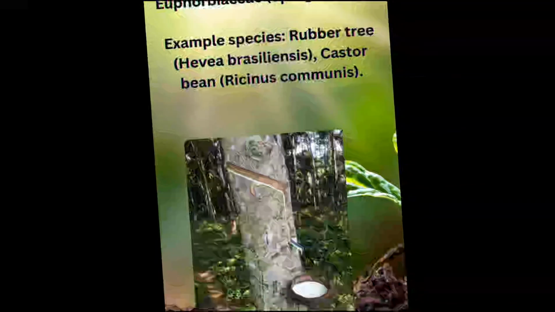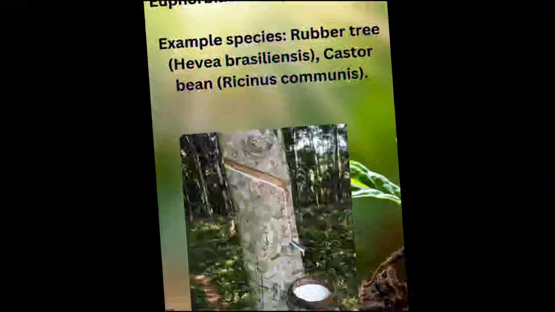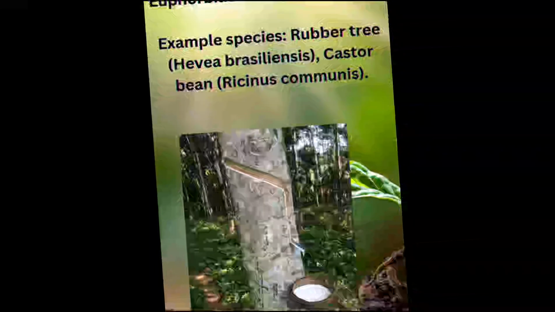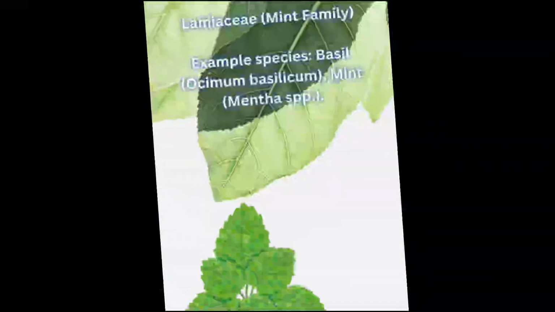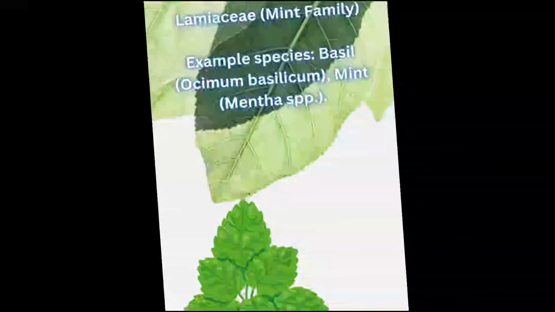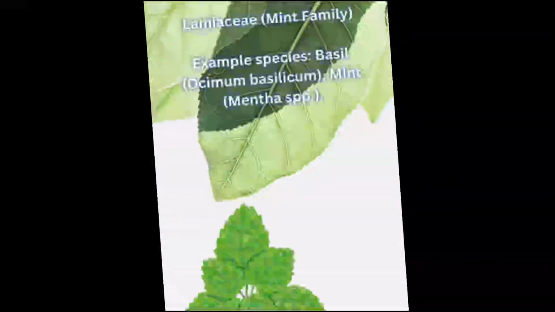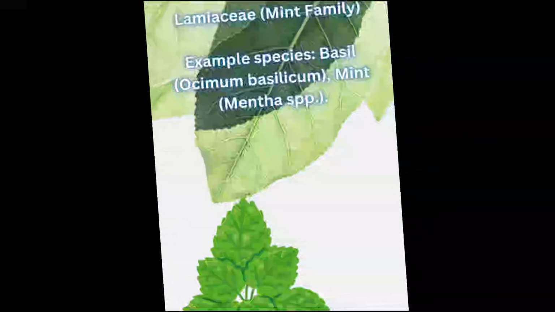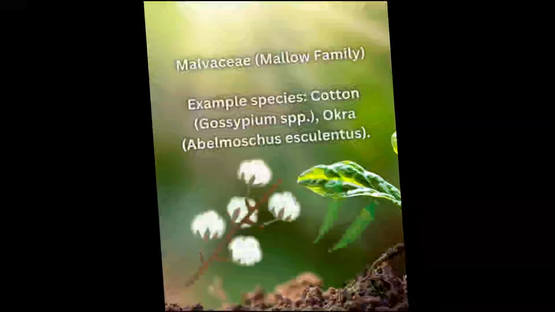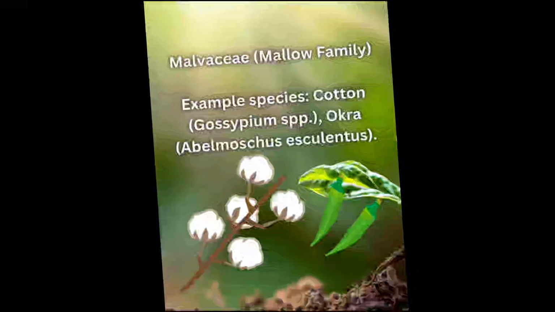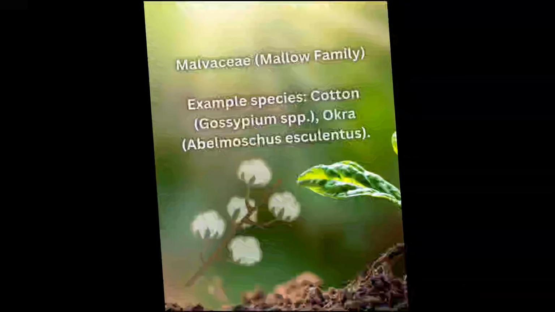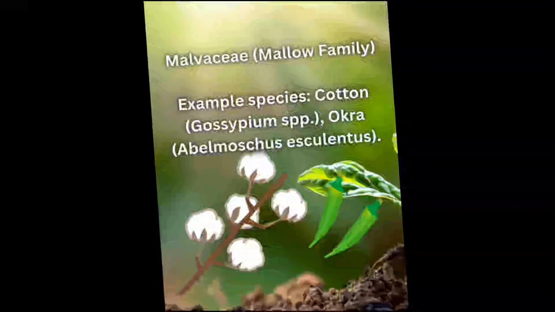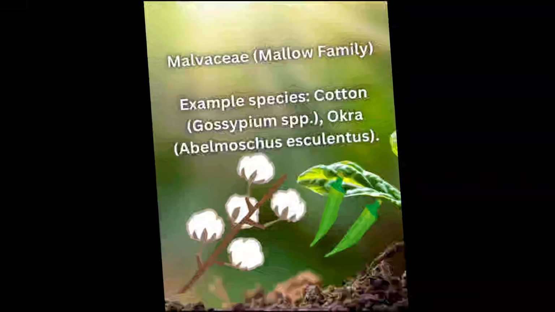In the Euphorbiaceae family, the rubber tree and castor bean are some of the examples. It plays a role in stress adaptation and latex production. In the mint family, Lamiaceae, for example tulsi, that is basil, Ocimum, and mint plants also, it is important for growth and essential oil production in aromatic plants. In Malvaceae, the mallow family, such as cotton and okra, an important role of brassinosteroid is that it promotes fiber elongation in cotton and improves yield under stress.